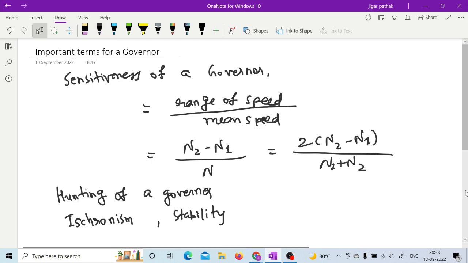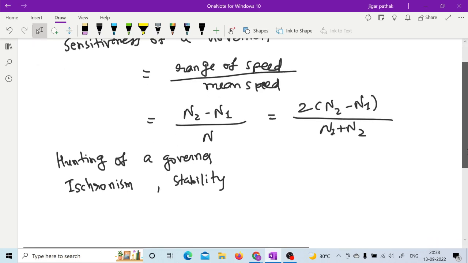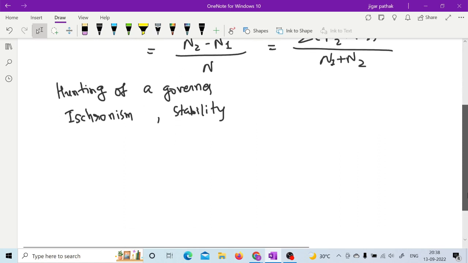So Sir, please repeat about isochronism. So isochronism is, as I have told you, a phenomenon in a governor when this governor is having a range of speed 0, right? Which is not acceptable, actually it is not ideal, right?